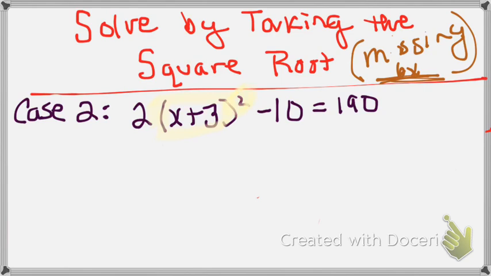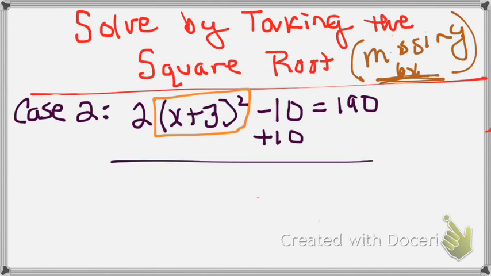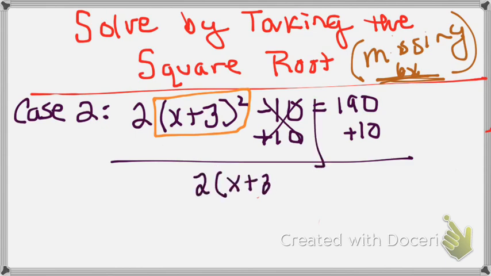So we cannot touch what's inside those parentheses until we have taken care of business everywhere else. Can't touch that until I've taken everything else away from it. So let's continue to look at what does that mean. I know by solving any type of equation, I always move my constant. My constant in this case is a negative 10. So I'm going to do the inverse. I'm going to add 10 to both sides, and I'm going to get 2 times x plus 3 squared equals 200.